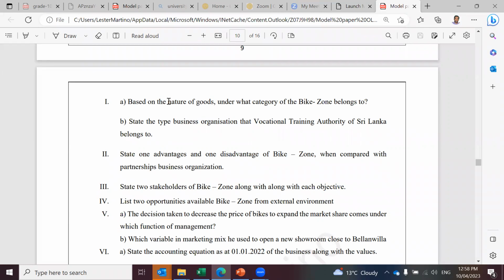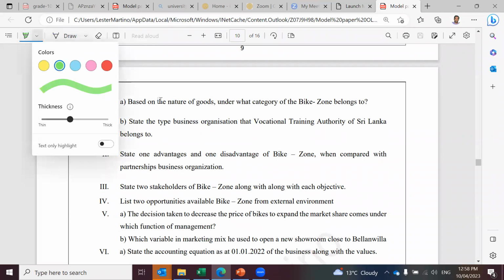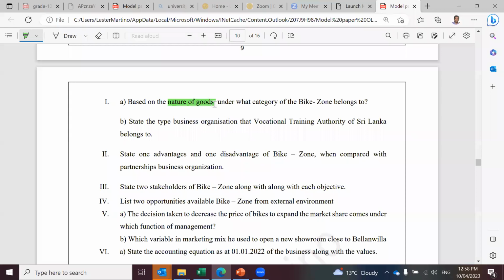Right, the first one, based on the nature of goods. So you need to underline those things. Based on the nature of goods, under what category does this business belong to? When you read this question, the information comes to your mind. The nature of goods: there are commodity manufacturing businesses and service delivery businesses. So it's a matter of selecting either commodity or service.